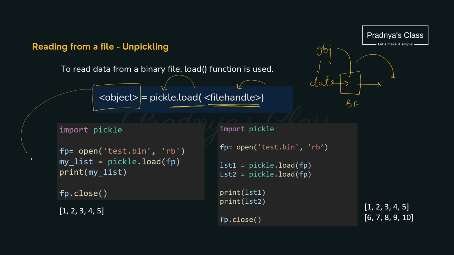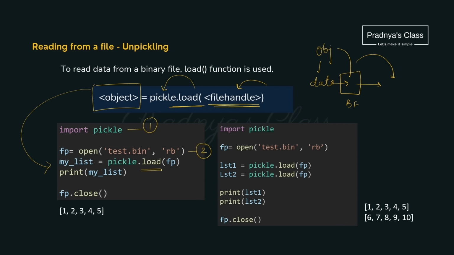Look at the simple program of reading data from the file. In the test.bin we have written one list of numbers that we are trying to read. When we want to read a binary file, we use RB mode. So here is the process. First we import the pickle module. Second step is to open the file in RB mode.